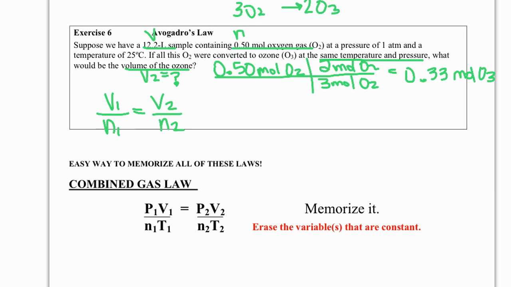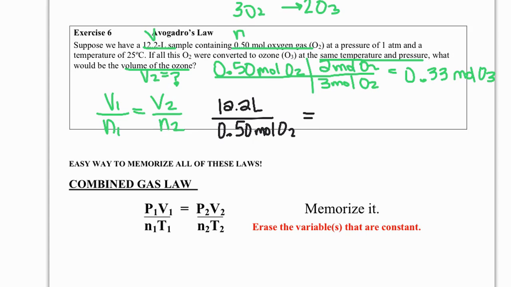So logically, it should make sense because we have less ozone. We should have a lower quantity of moles because we converted most of the oxygen into ozone. So we have fewer moles of ozone at the end. When we go to plug in, I'm going to switch colors so you can see it a little better. My initial volume is 12.2 liters, and that's for the 0.50 moles of O2. But we converted that O2 to ozone, so now it's something different.